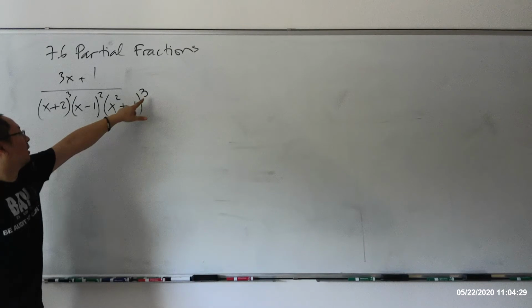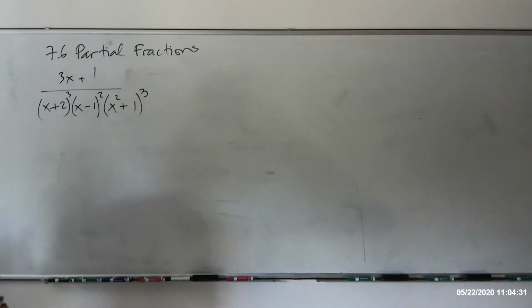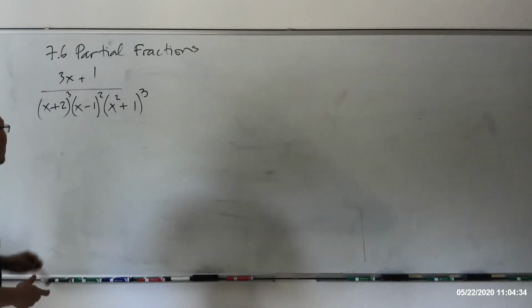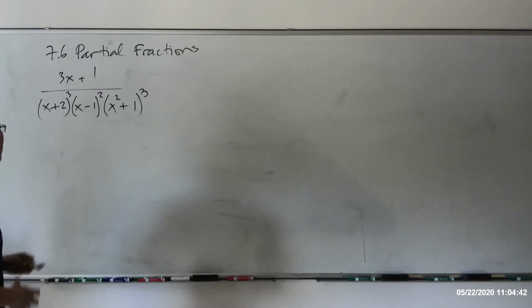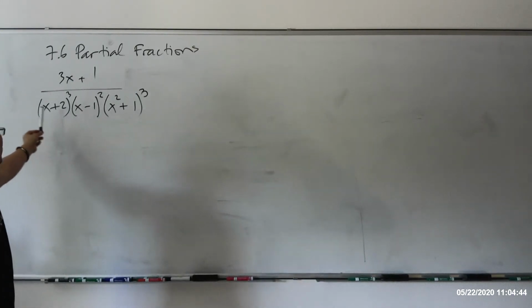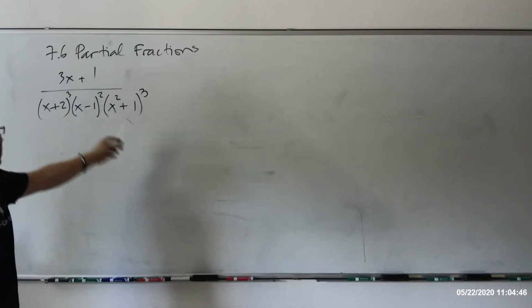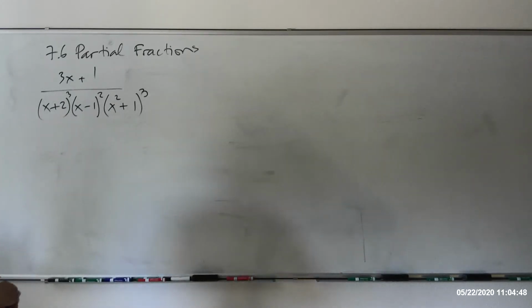X squared plus 1 with multiplicity 3. And by the way, as we learned before, I claim that if you have a polynomial with rational or integer coefficients, you can always factor it as a product of factors that are linear or quadratic. And if you have a cubic, it means that you can always factor it into a linear times a quadratic.